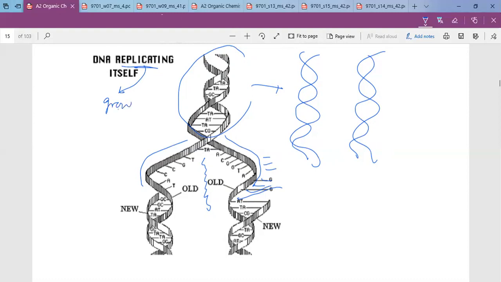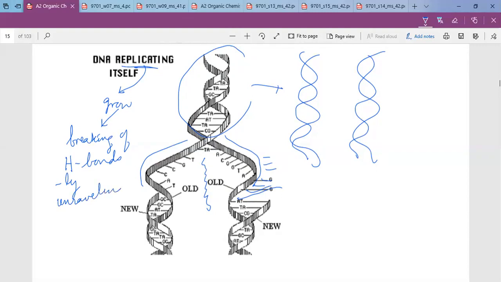And how can it replicate? Because of the breaking of hydrogen bonds. So what is the significance of the hydrogen bonds? For it to break hydrogen bonds, by unraveling.